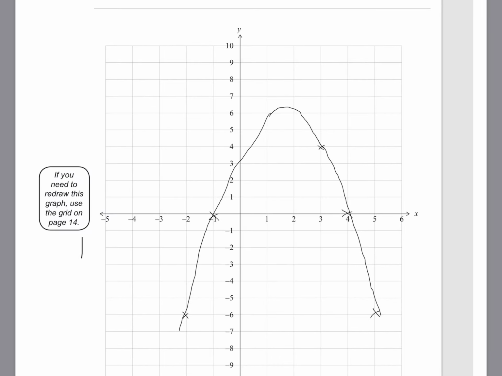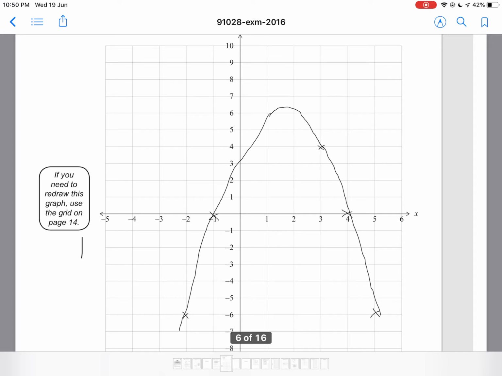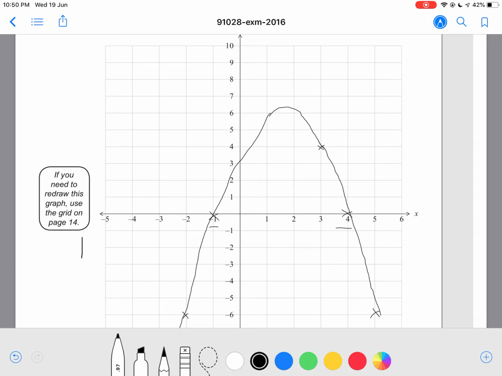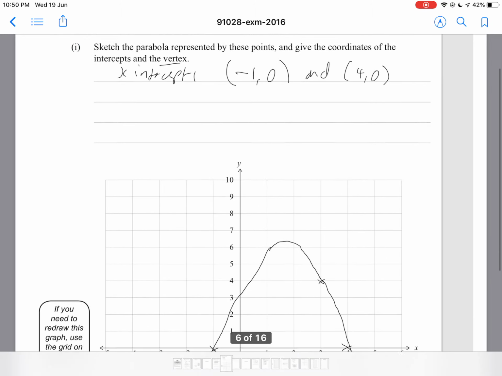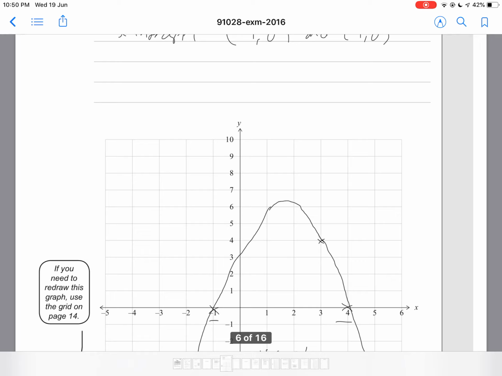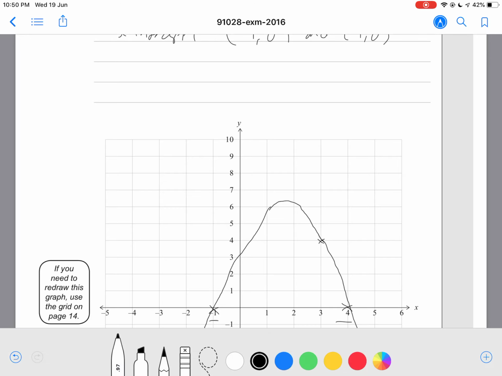Our vertex occurs at the midpoint of our x-intercepts. The midpoint can be calculated by adding these two together and dividing by 2. So 4 plus negative 1 divided by 2 becomes 3 divided by 2, which equals 1.5. So when x equals 1.5, what is our y value? First, we need to find the equation of our graph. So we have y equals a. Our x-intercepts are negative 1 and 4, so x plus 1, and x minus 4.